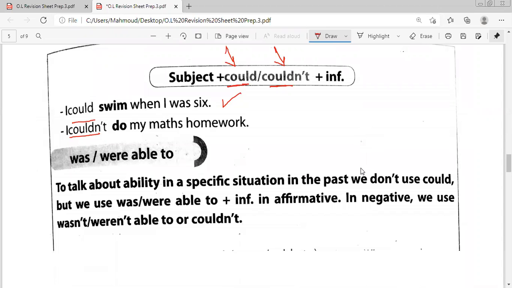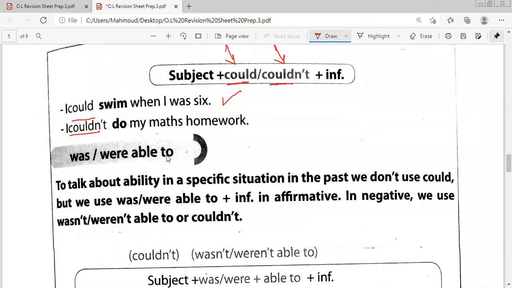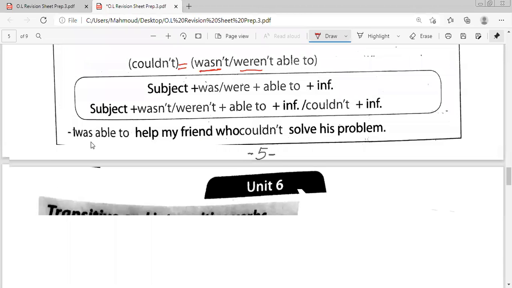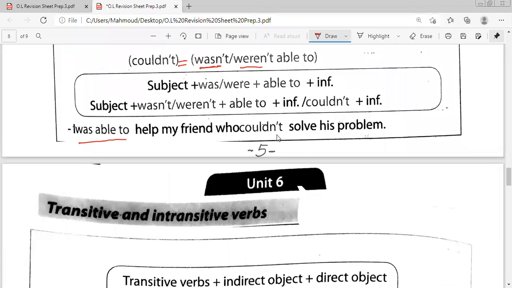There is another way to express ability or inability by using was or were able to. You can use them instead of could or couldn't. Instead of could, you will use was or were able to, and instead of couldn't, you will use wasn't or weren't able to. Like this example, I was able to help my friend who couldn't solve his problem. So, I was able to.